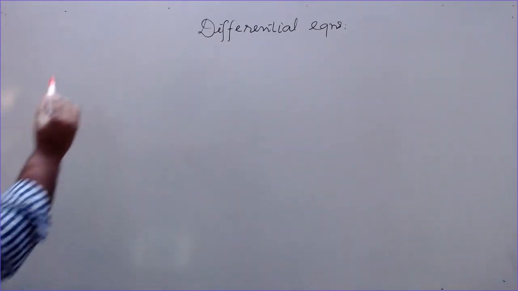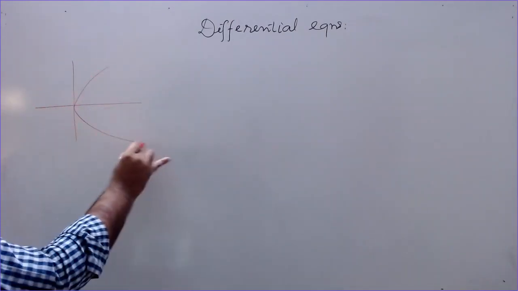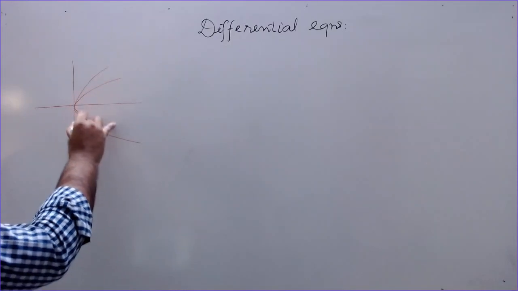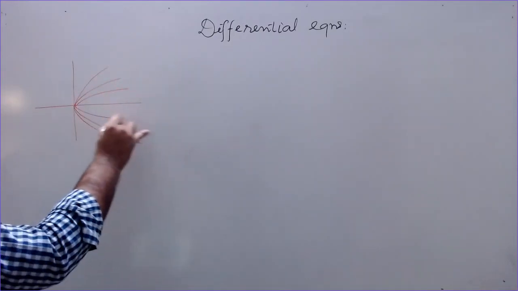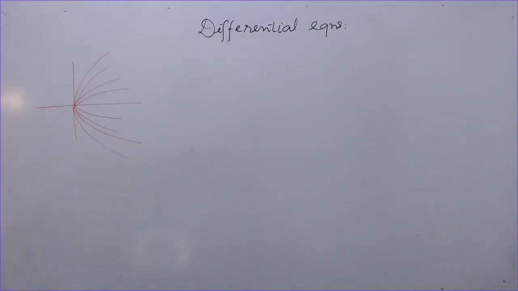Now next to this, we have to find the differential equation representing family of parabolas having the vertex at origin and the positive x-axis as their axis. So we can show the figure first. This is one such parabola, another parabola having same axis, another parabola. So this is the family of such parabolas. We have to find the differential equation.